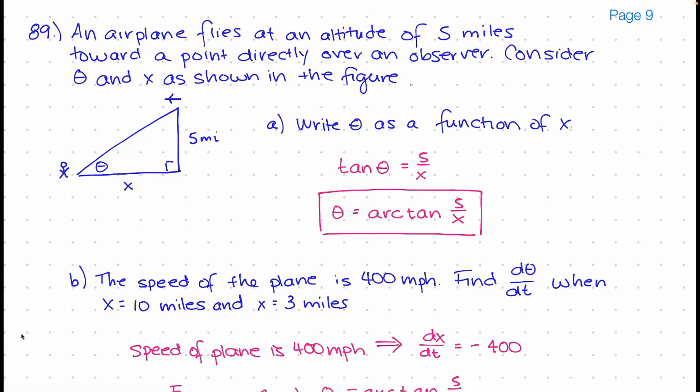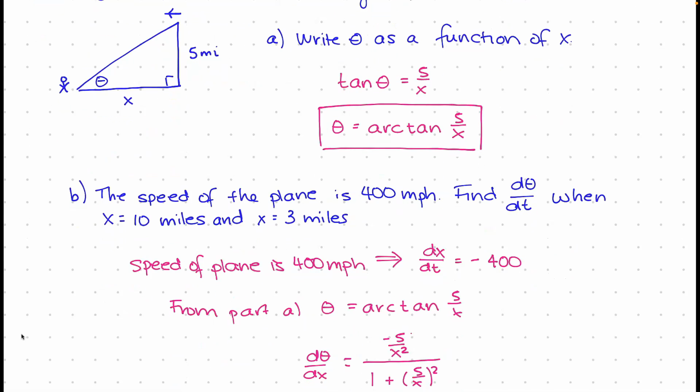But then, oh, it looks like it might be related rates. Well, I don't know. Let's see. The speed of the plane is 400 miles per hour. Find d theta dt when x equals 10 miles and x equals 3 miles. So they want us to do this problem twice, but it's really not that big a deal once we figure out how to do it once.